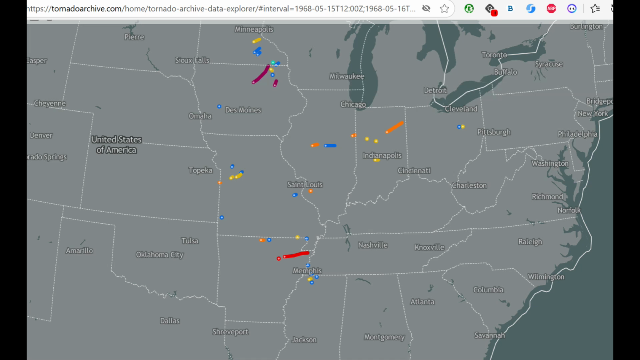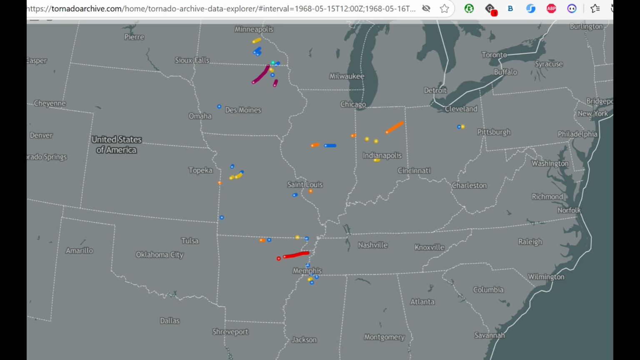Tornado archive, you can do a random generated event, and this is one of the ones that appeared. And I thought, you know what, there's actually enough data for this, so let's make a try, why not? So this is May 15th to May 16th, 1968, a severe weather outbreak that did occur, caused 72 fatalities and 1,203 injuries, which is certainly a very high total, especially compared to modern day outbreaks.